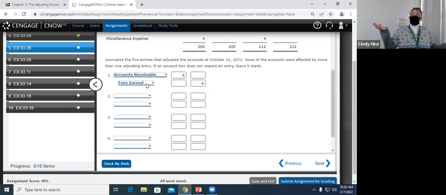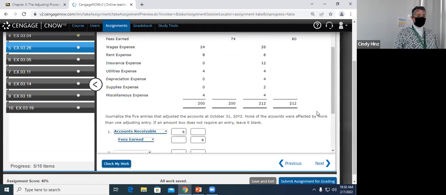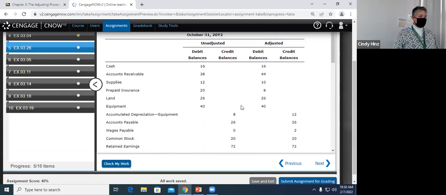If our revenues increased but our customers haven't paid us, our receivable also went up. Everybody okay with that one? Okay. So let's just keep going then.